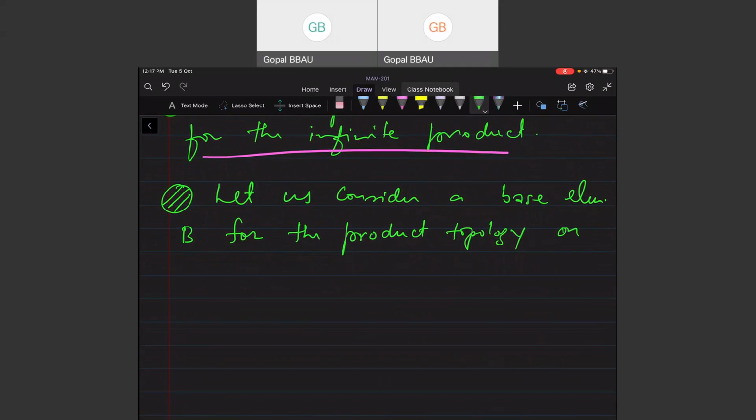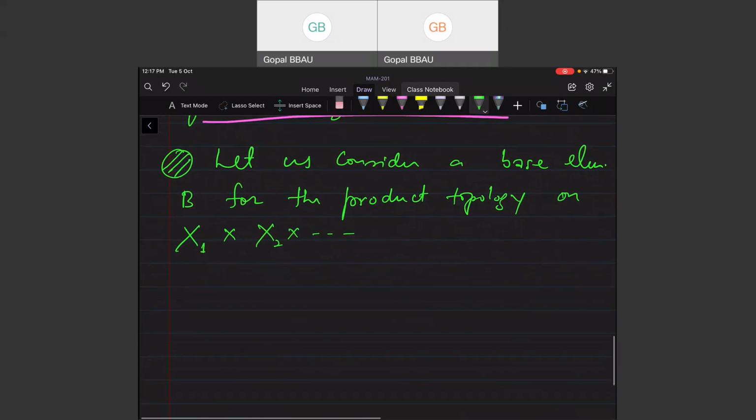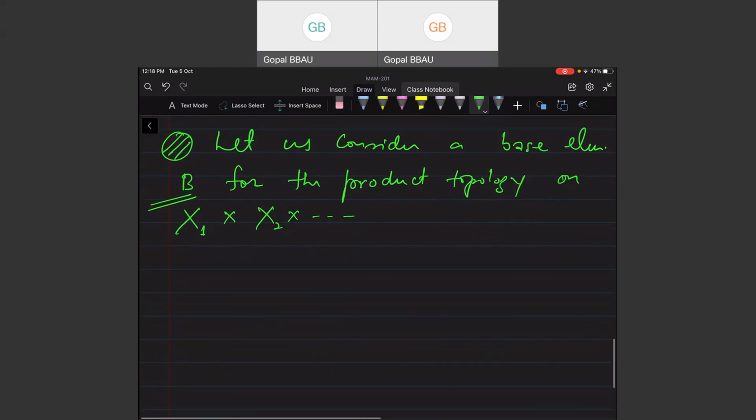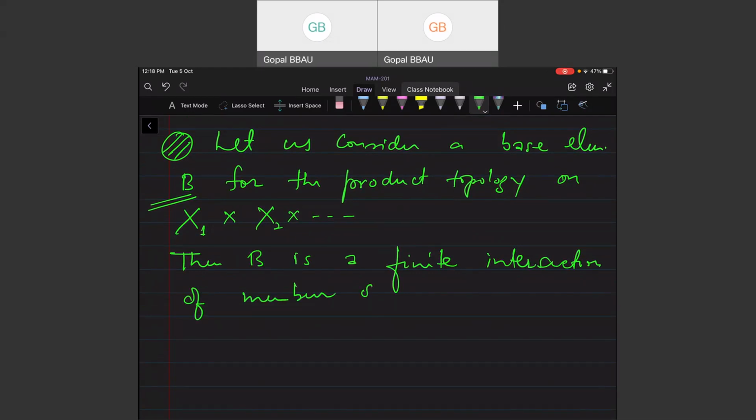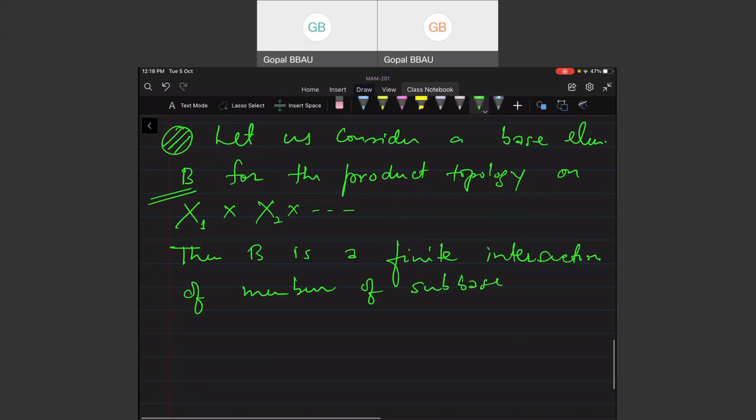For the product topology on this Cartesian product, the infinite Cartesian product, since B is a base element, and we know how to get base elements from a subbase: base elements are finite intersections of members of the subbase. So then B is a finite intersection of members of the subbase.